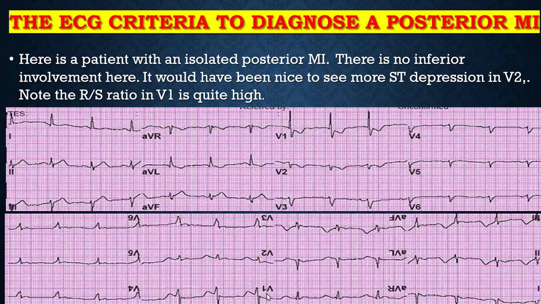Here you can see that in V1 and V2 it looks like ST elevation when you turn the ECG paper upside down. And in V1 the ratio of R to S is quite high. You can see that the R wave is prolonged and is much longer than the S wave.